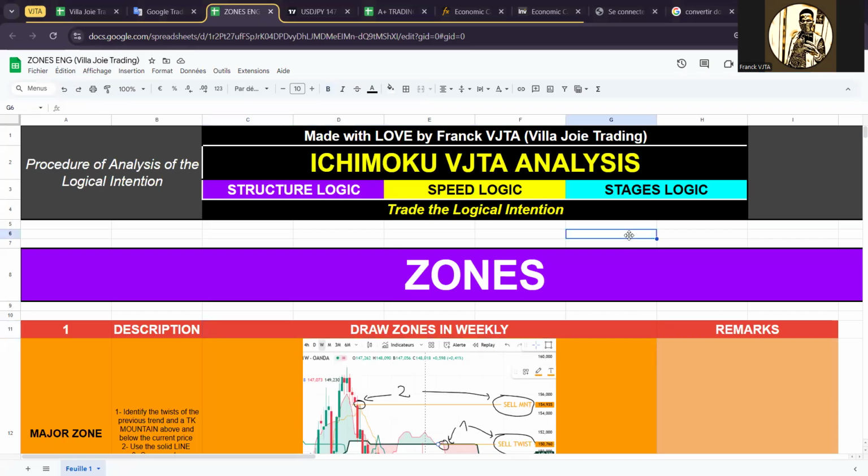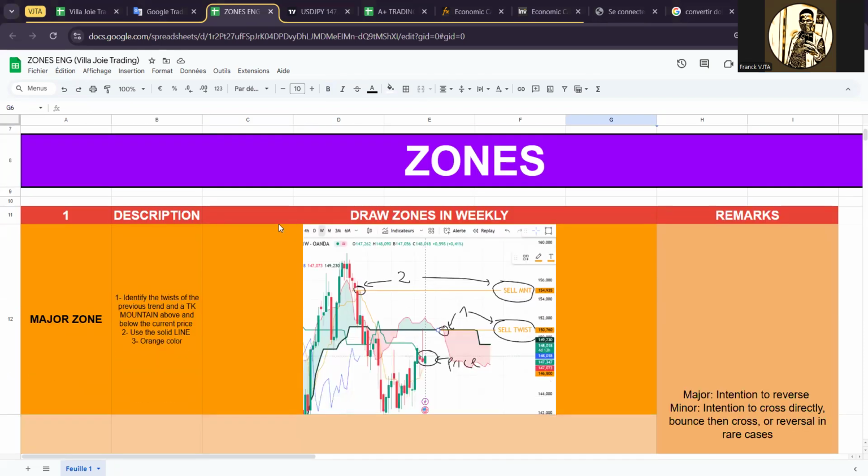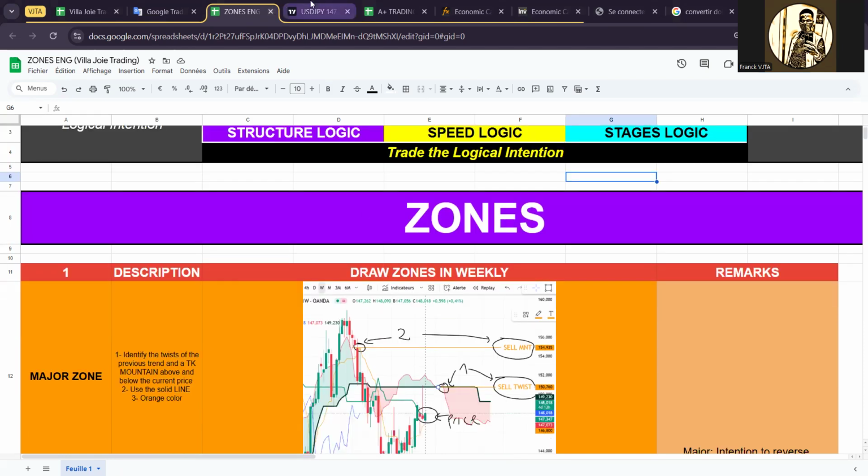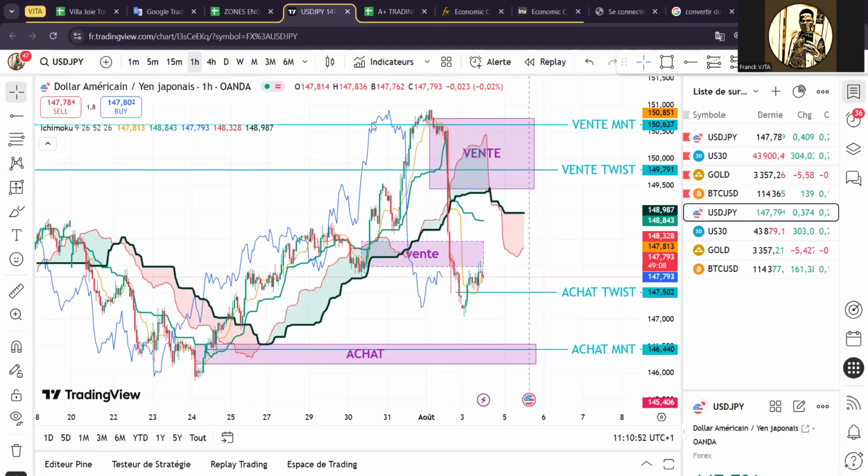In analysis, the goal is to trade the logical intention. So I will give you a procedure of analysis of the logical intention, like a top-down analysis. We start with the zones, and the most important thing here is to know exactly how to identify the zone and what the zone does. So let us start with the zone directly, starting with the weekly.